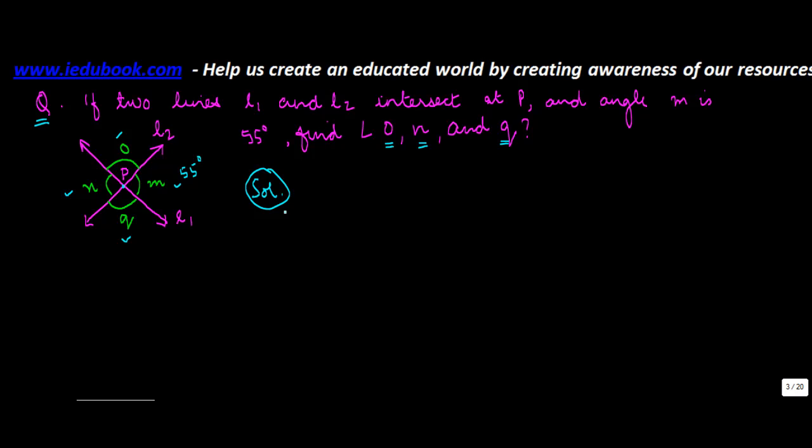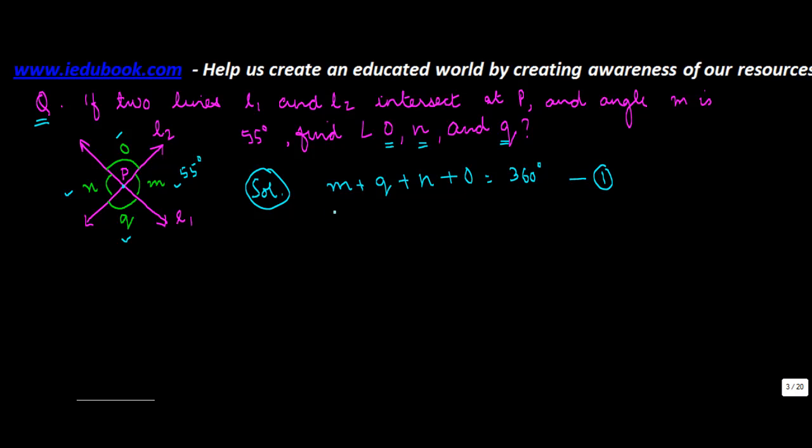Okay. Now, given that these are two lines and this is a complete angle or a complete circle, the first thing that you need to know is that angle M plus Q plus N plus O is equal to 360 degrees. Okay? Right? This is the first theorem.